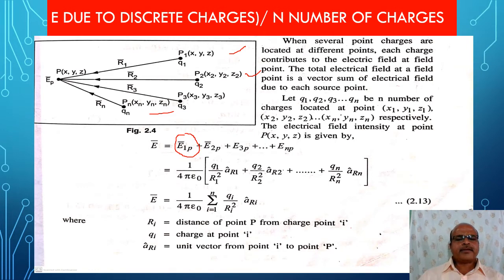Ar cap is a unit vector from i to point P. So this is E due to discrete charges, or n number of charges. This formula is important for problem solving. If different points are given and we have to find the electric field intensity at a particular point, then we have to use this formula.